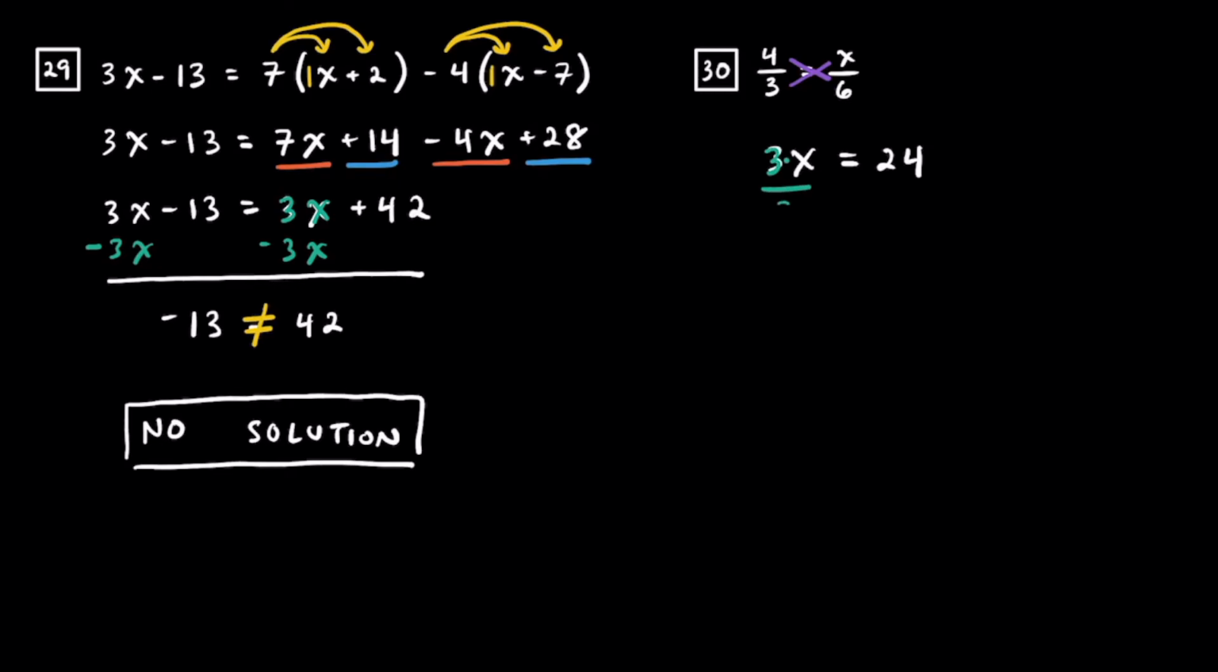Let's go ahead and divide both sides by 3. And if we do that, we just get 1x, or x, and that's going to equal positive 8. There's our solution.